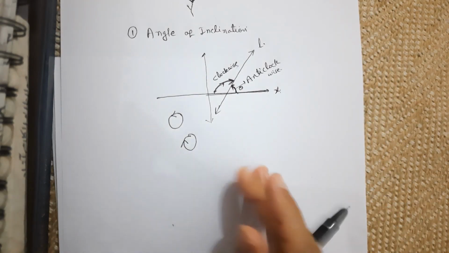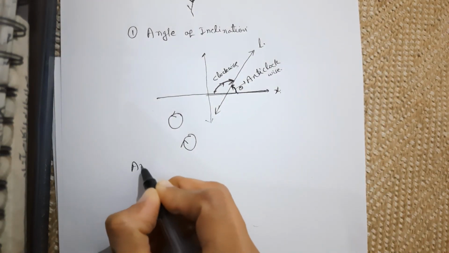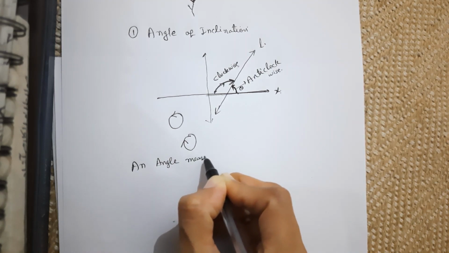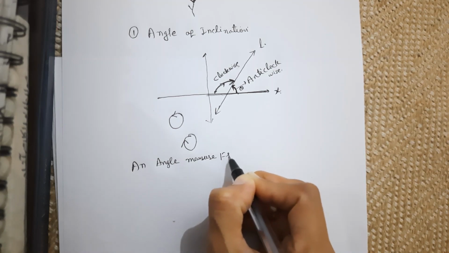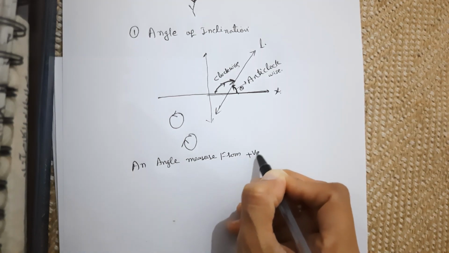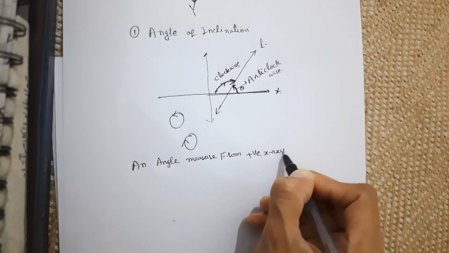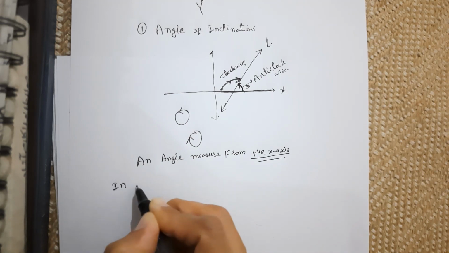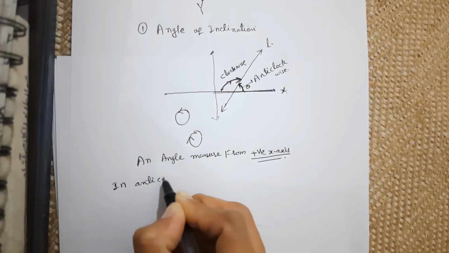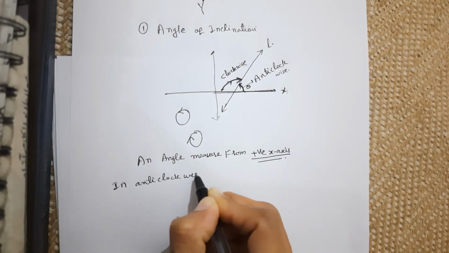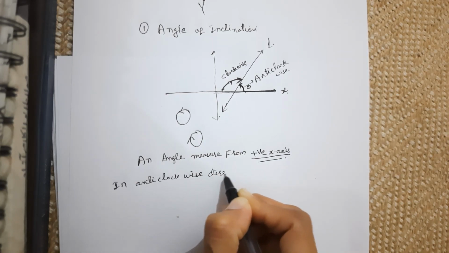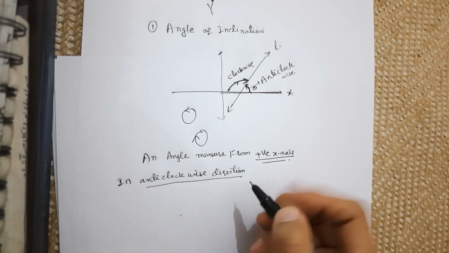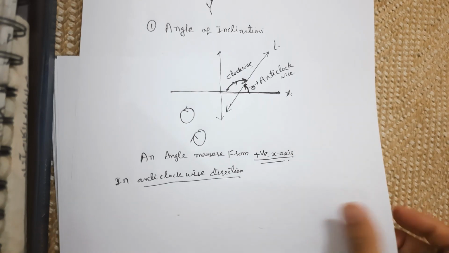So the definition of angle of inclination is an angle measured from the positive x-axis. Remember this word, positive x-axis, in the anti-clockwise direction. Okay, so these two things are very important, otherwise the angle will not be the angle of inclination.